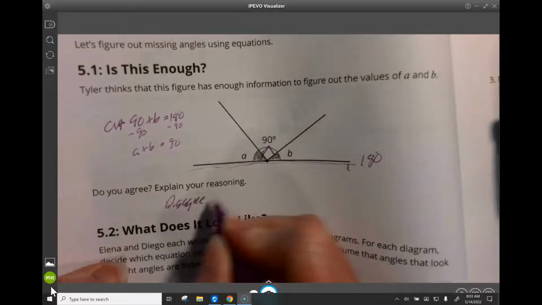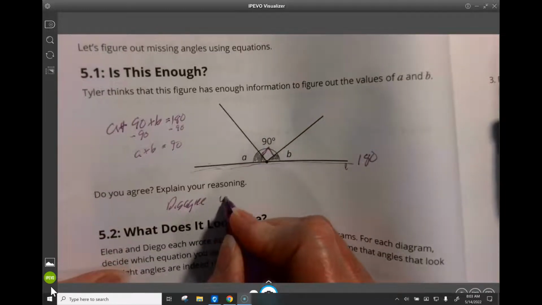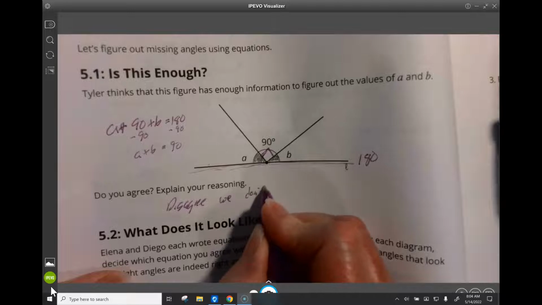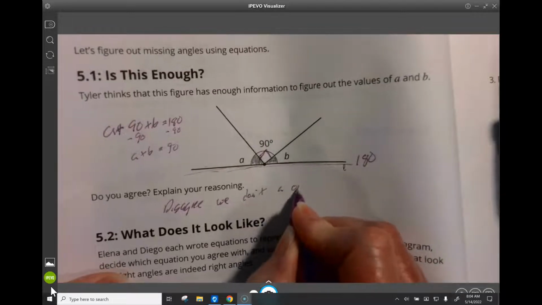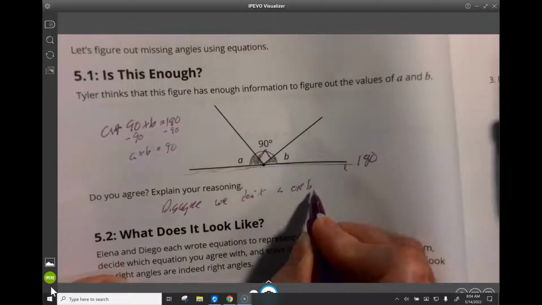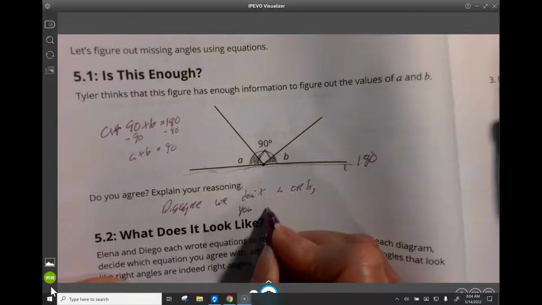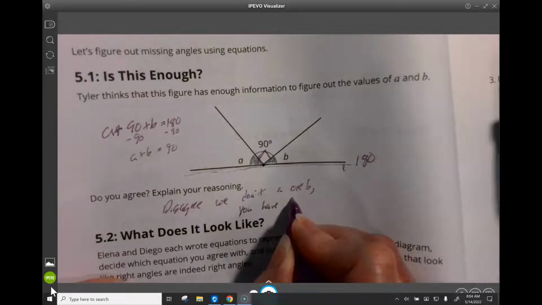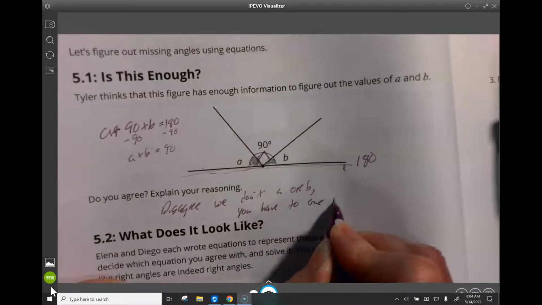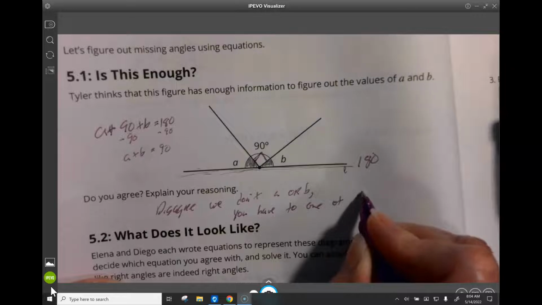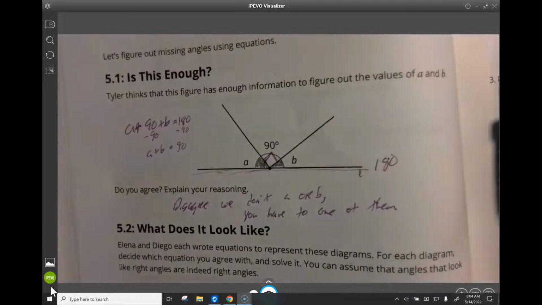And we just have to say, we don't know A or B. I have to know one of them. You have to know one of them in order to finish that.